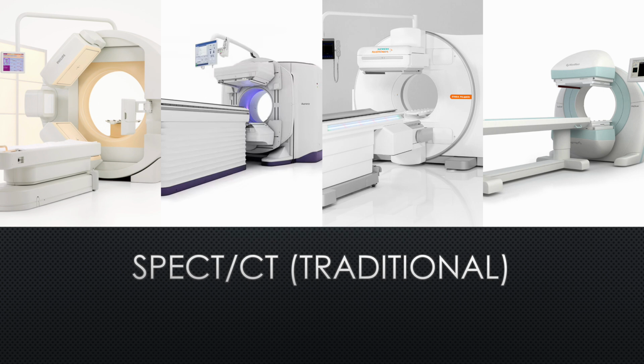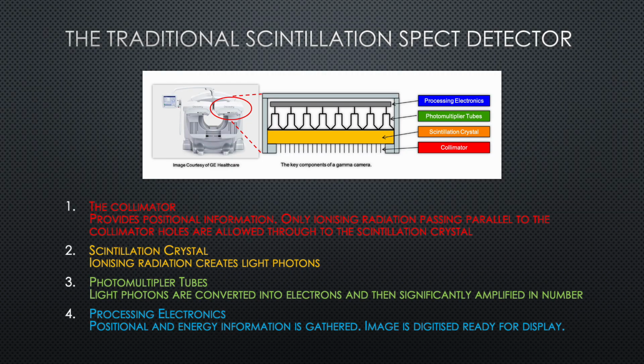So let's start by exploring the technology associated with the traditional scintillation detector SPECT-CT system. The traditional scintillation SPECT detector, which I've highlighted in the image and the schematic at the top of this slide, can be described as having four components. The collimator, which provides positional information. Only ionizing radiation parallel to the collimator holes are allowed through to the scintillation crystal.